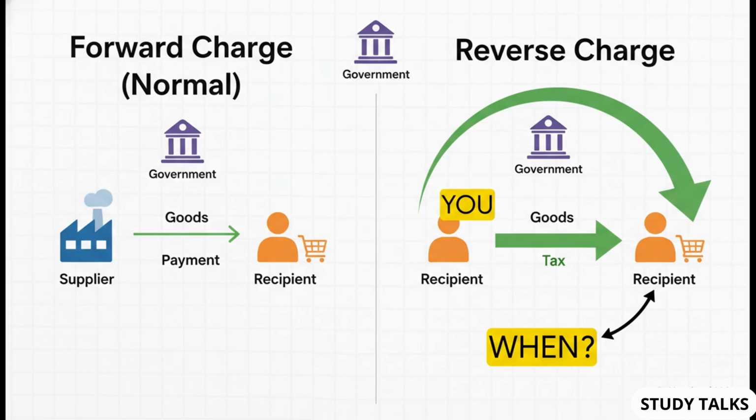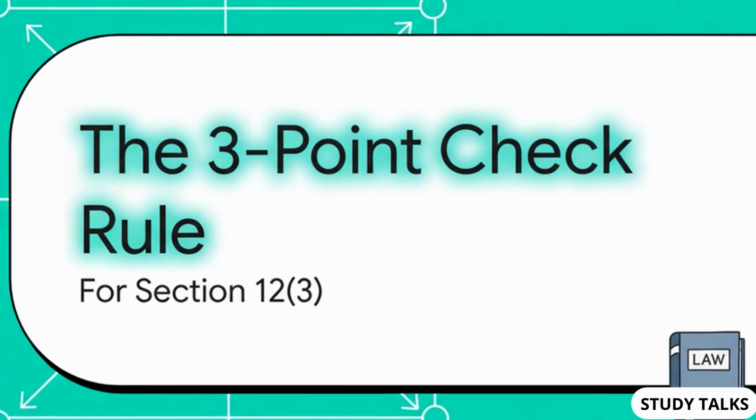But in reverse charge, the whole thing flips. You, the person buying the goods, have to pay the tax directly to the government. So it makes sense that the law needs triggers based on your actions, right? Not the supplier's. That's the whole game right there. So how does the law handle this?